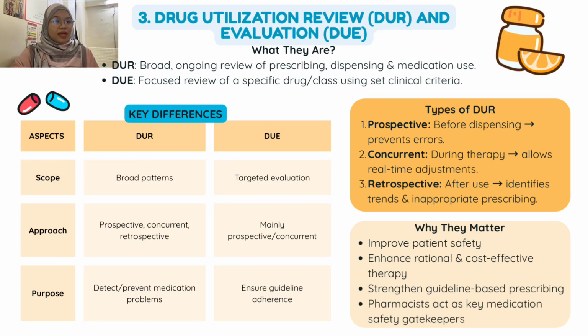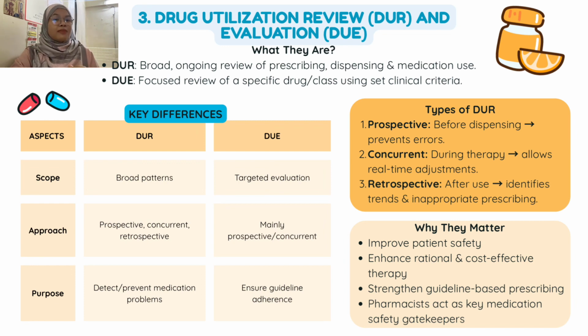On this slide, I'm highlighting the core concept of drug utilization review and drug utilization evaluation. DUR is a broad, continuous review of how medications are prescribed and used, while DUE is a more focused evaluation of a specific drug or class based on defined clinical criteria. Their differences lie in the scope and purpose. DUR looks at overall patterns and prevents medication-related problems, whereas DUE ensures strict adherence to treatment guidelines.